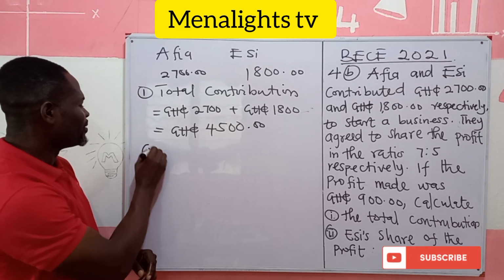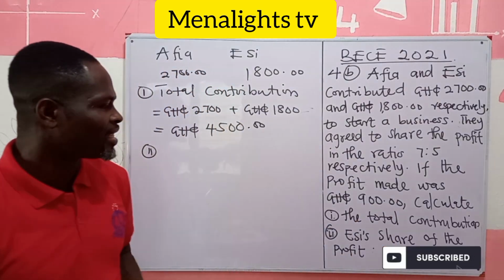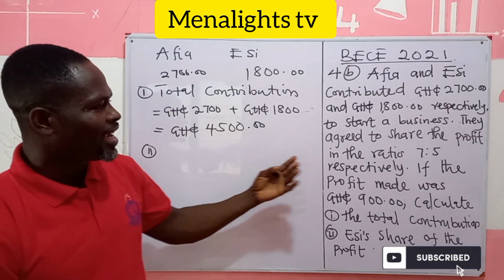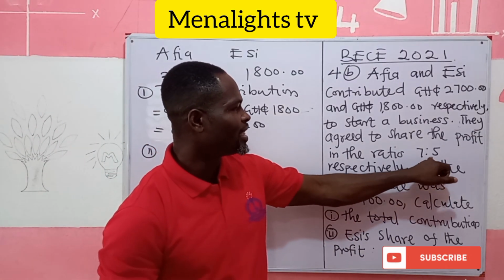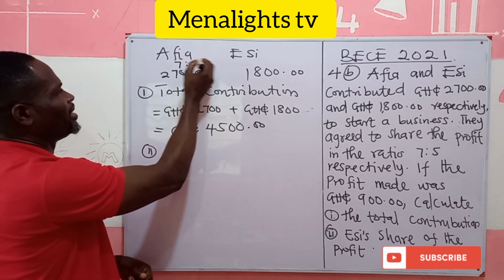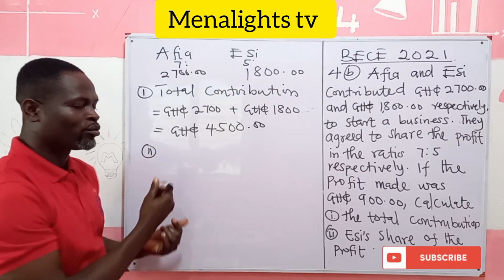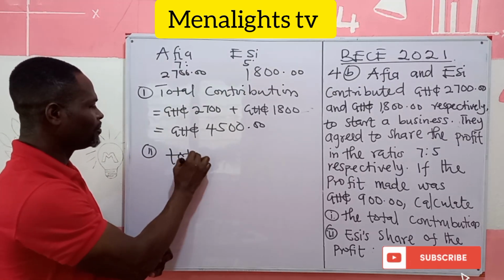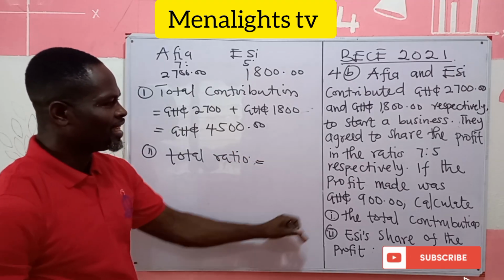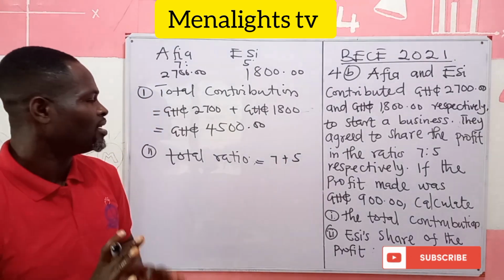Then we come to the second part of the question. The profit made was 900 cedis. So calculate AC's share of the profit. Now from the question, we know that they're sharing the profit in the ratio 7:5. So it means that the 7 is for Afia and the 5 is for AC. In that case, we have the total ratio. So the total ratio is going to be 7 plus 5.